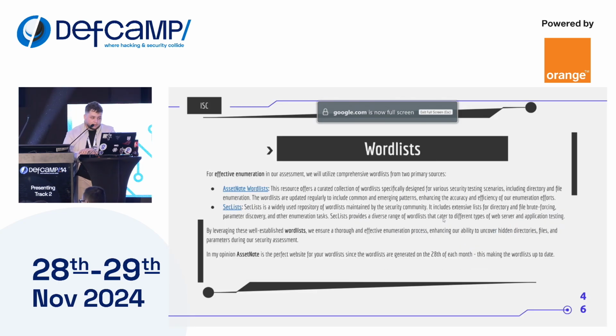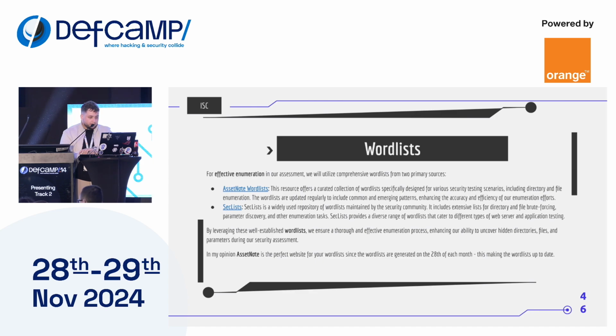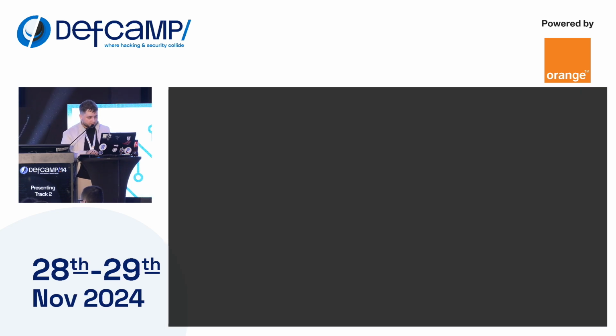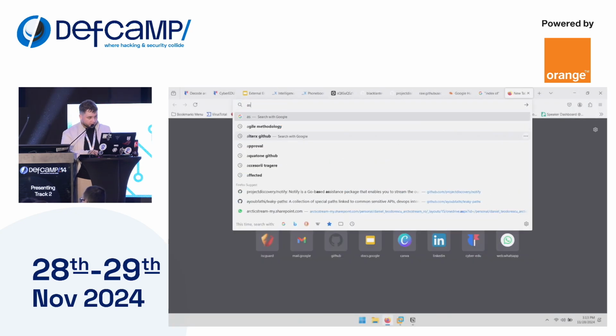And for the word list, in my opinion, the Assetnote word list platform is the best because it offers specially designed word lists for security testing scenarios, including directory and file enumeration. And the word lists are updated regularly to include common and emerging patterns, enhancing the accuracy and efficiency of enumeration efforts. I'm going to show you right now.